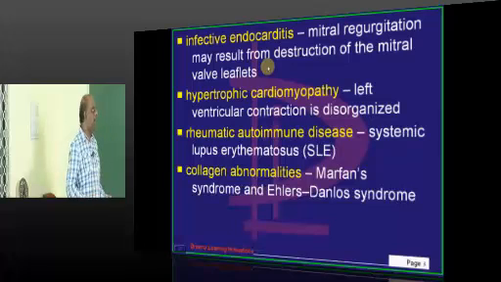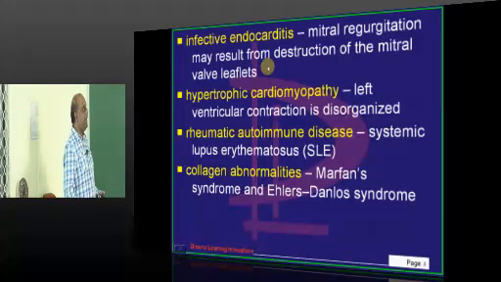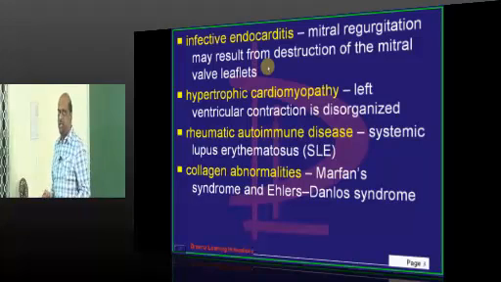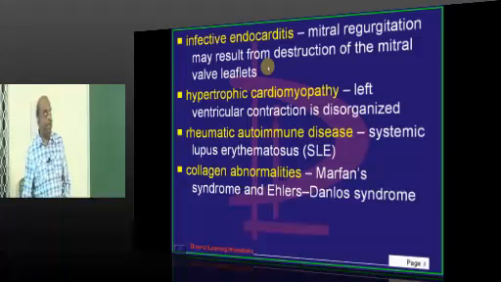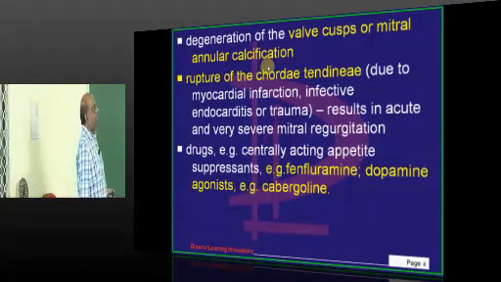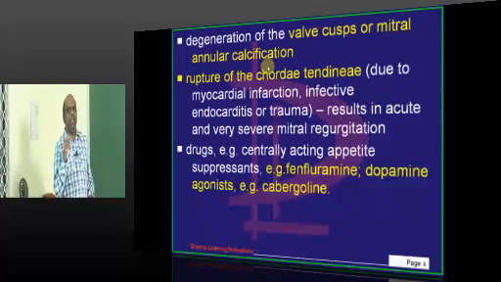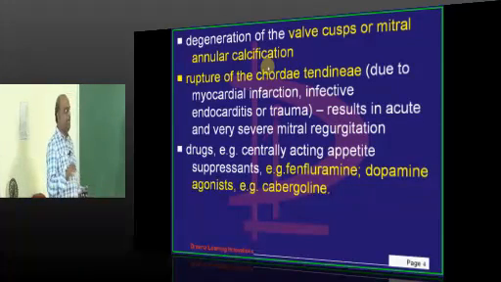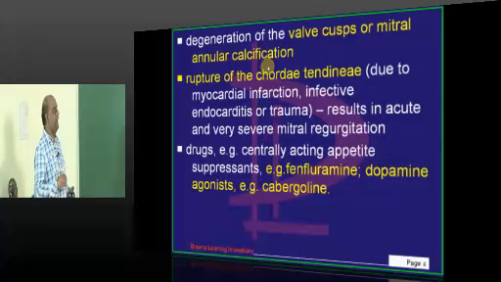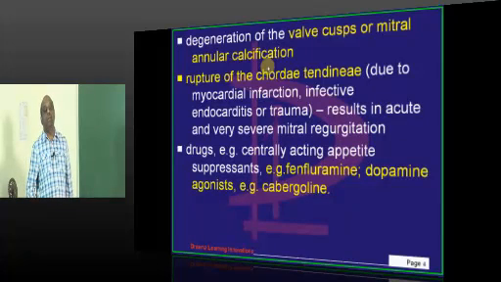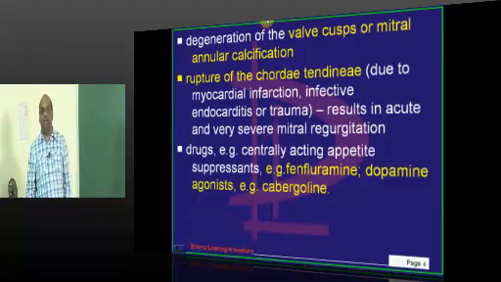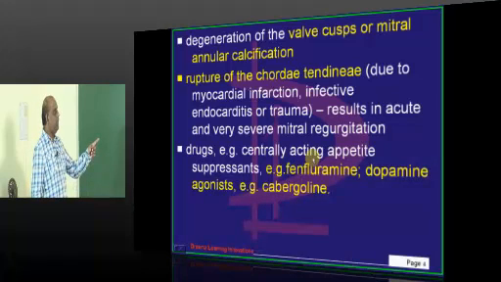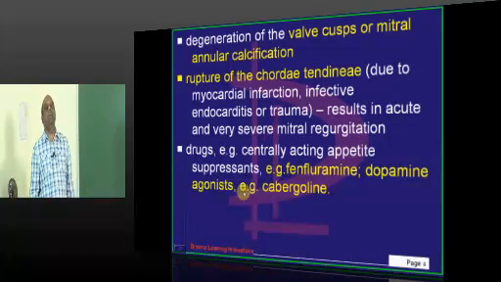Similarly, hypertrophic cardiomyopathy and any collagen abnormalities like Marfan's or Ehlers-Danlos, they can develop the mitral regurgitation. There can be an annular calcification, rupture of the chordae tendineae due to the MI or infective endocarditis. Certain drugs, one of the favorite MCQs of the examiner, fenfluramine, cabergoline, they are known to lead to the predisposition to the mitral regurgitation.